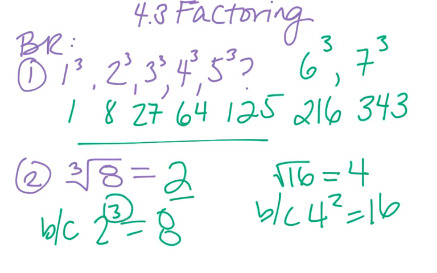So a cube and a cube root are opposites. They undo each other. So 2 cubed is 8, and if I took a cube root of both sides, it would give me 2.